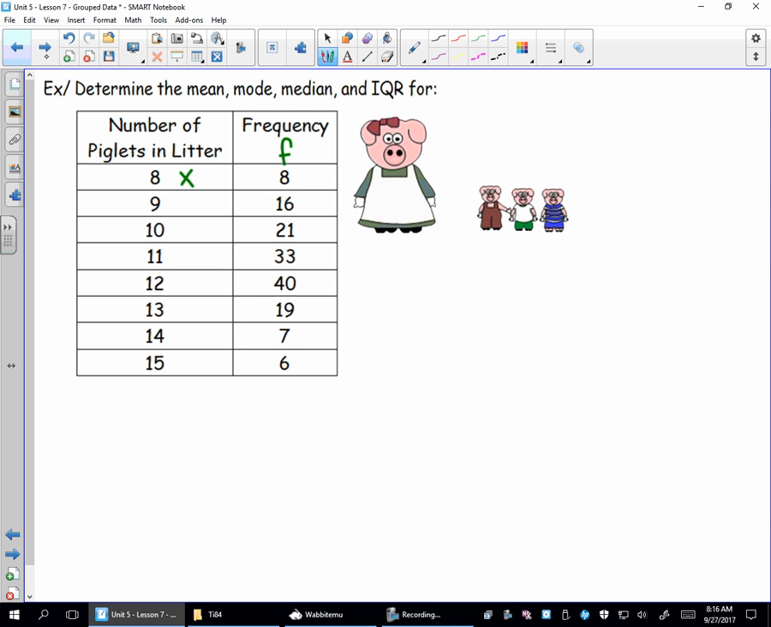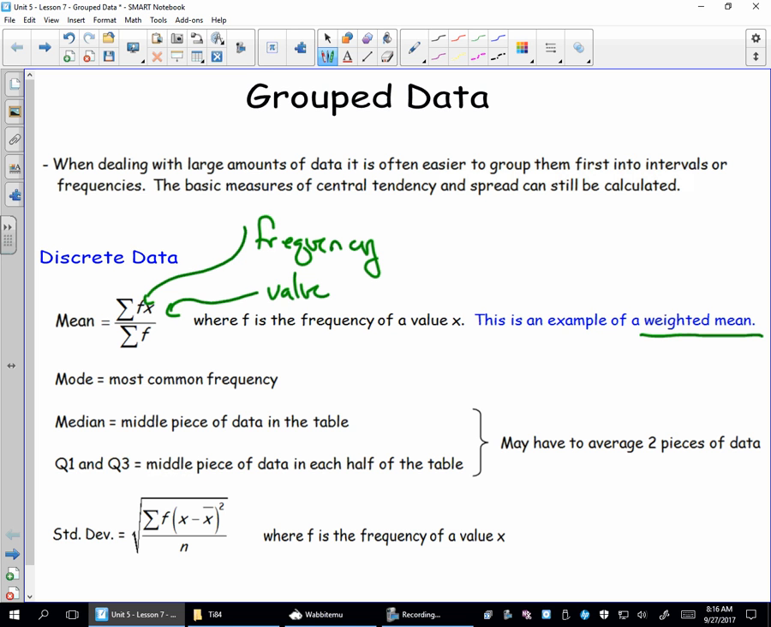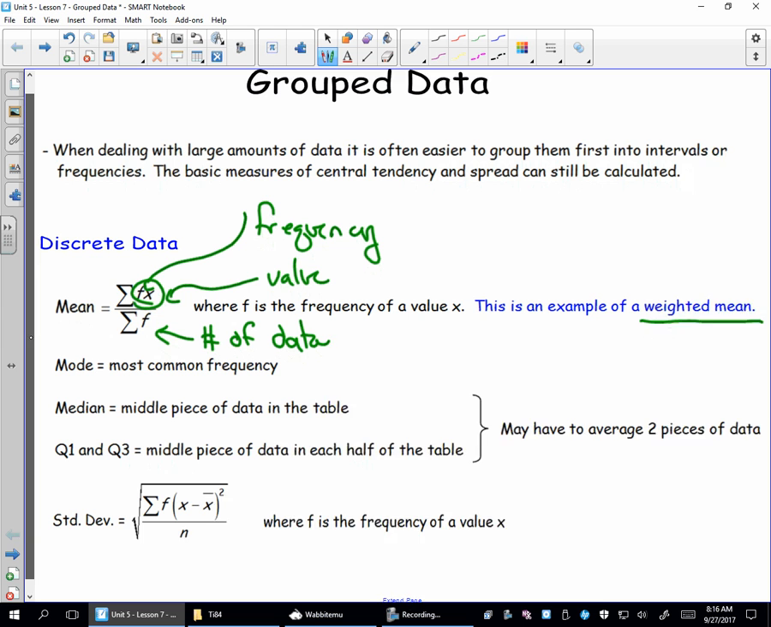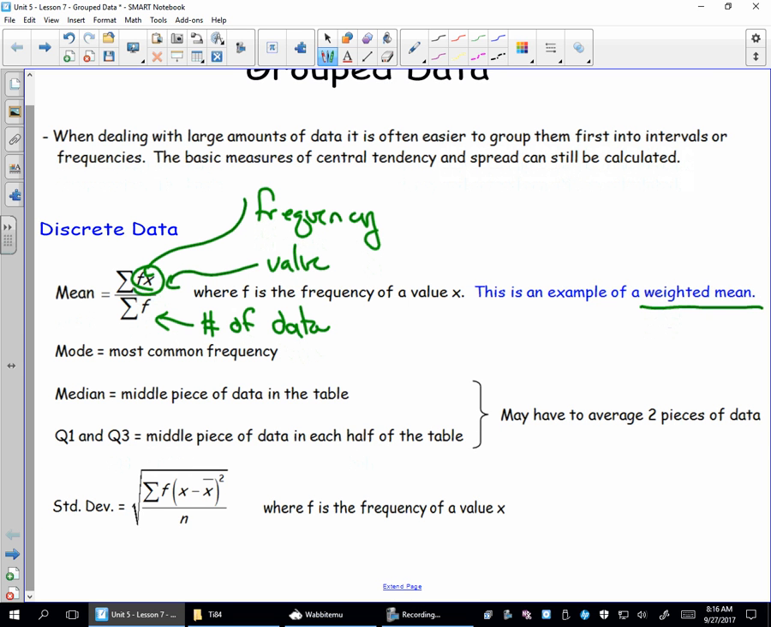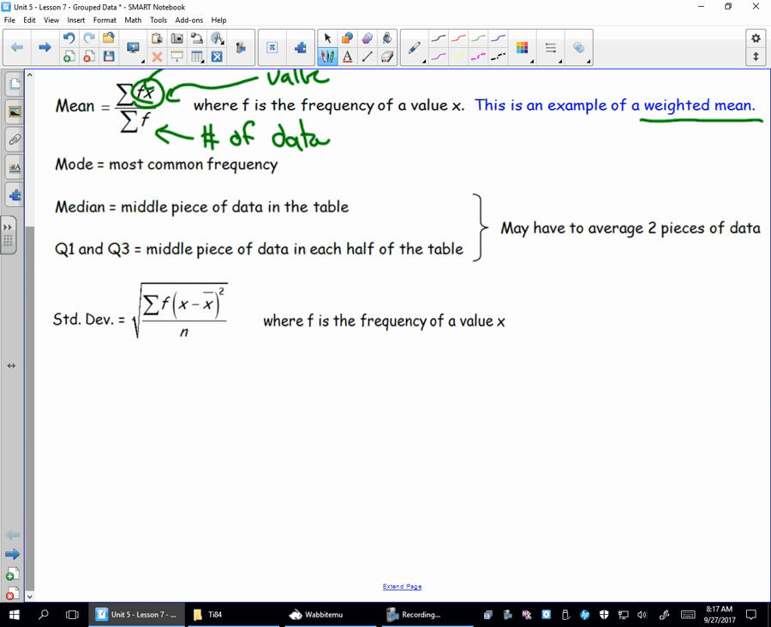Okay, so I go back to my weighted mean, my idea, frequency times value, divided by the sum of the frequencies. In other words, how many data values there actually are. Okay, it's actually pretty quick to do. Our mode is going to be the most common value, the number that shows up the most. That's kind of common sense. Our median will be the middle piece of data in the table. We can locate that pretty quickly, actually. We'll show you how to do that in a second.